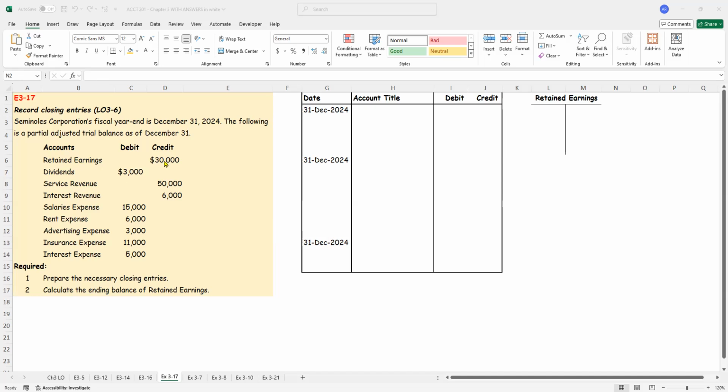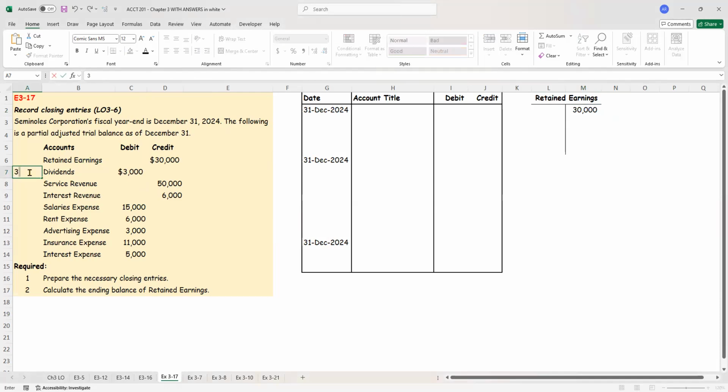So we have retained earnings that has a 30,000 credit balance. So I have a T account over here, and I will write down my retained earnings beginning balance of 30,000 over here. I have dividends of 3,000. I'm going to come to that last. So this is going to be my third closing entry that I will do.